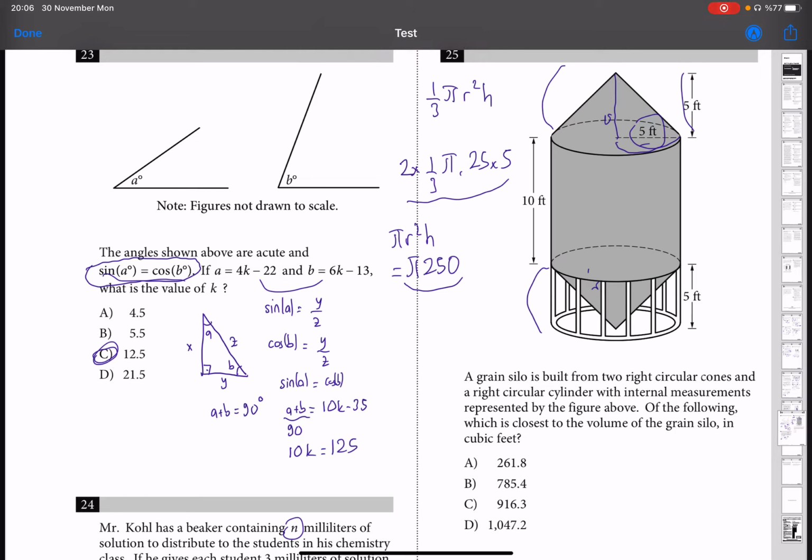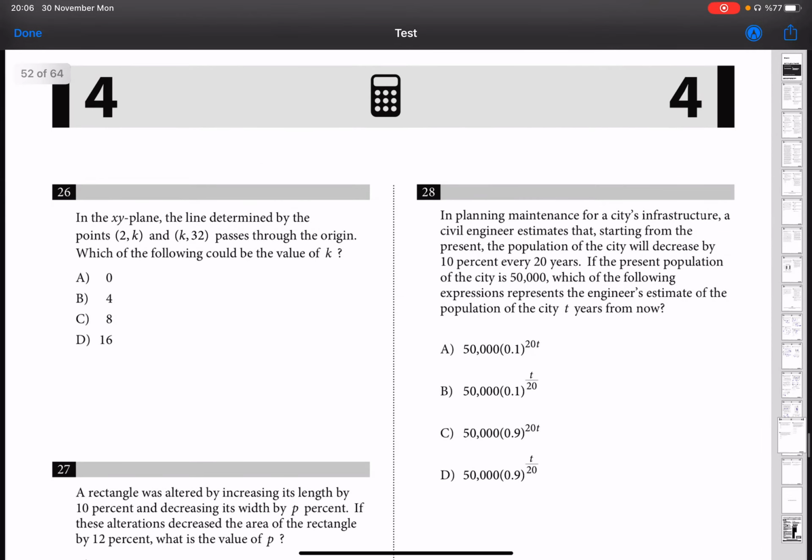Pi times 250 plus 2 times 1/3 times pi times 125. It is approximately 1047. So the answer is D.